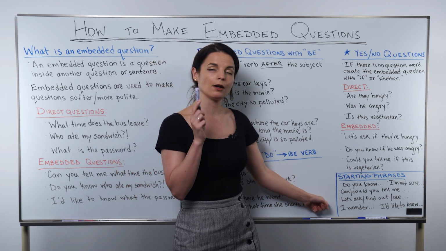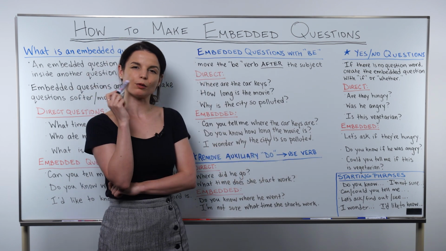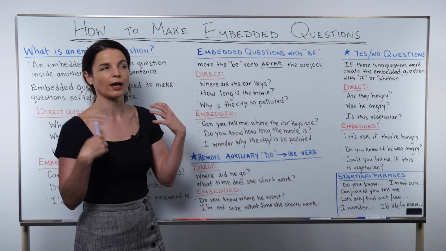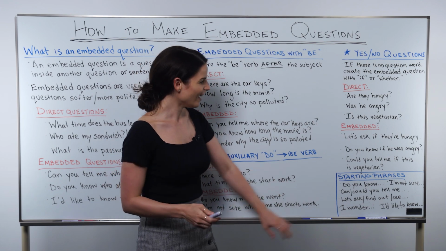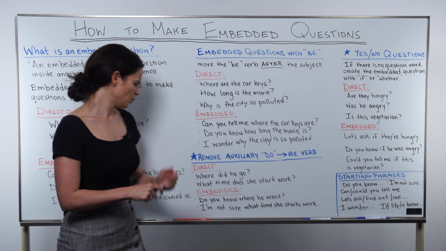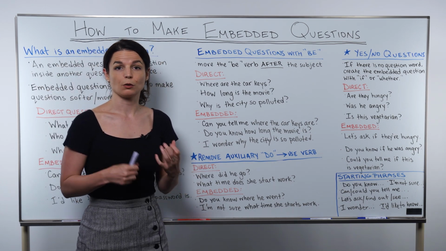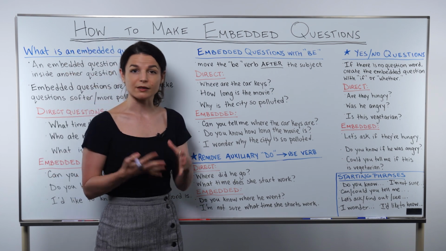The next one is I wonder. We saw this here. I wonder why the city is so polluted. So we can use this to kind of think out loud. And the last two, I'm not sure. We saw this here. I'm not sure what time she starts work. So we can use this to express some uncertainty.